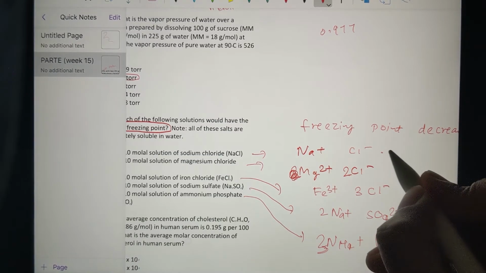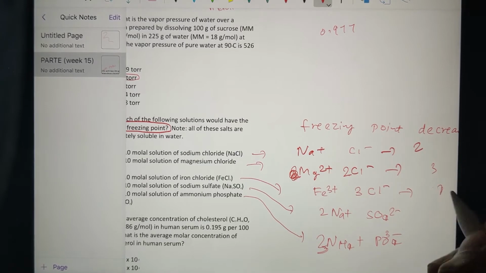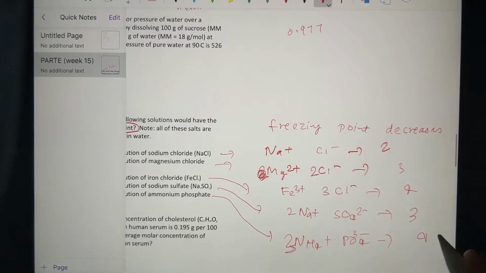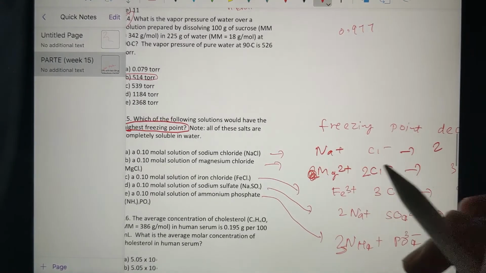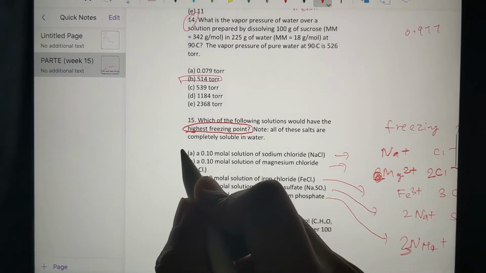So this one has 2 ions, this is 3, this is 4, this is 3, and this one is 4. So for NaCl the number of ions is just 2. So this one will be your correct answer.